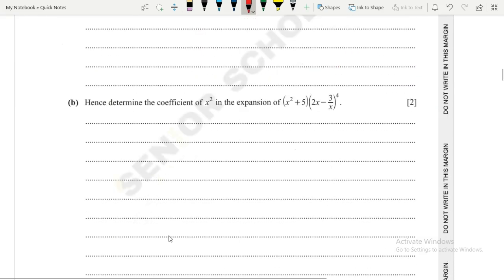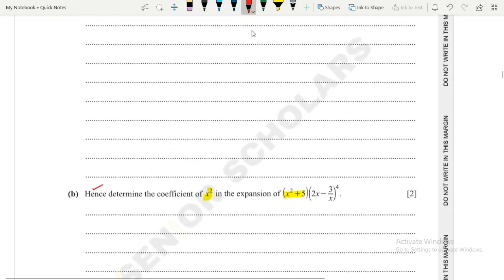So hence determine the coefficient of x squared in the expansion of the new expression. Now they have added this new term. Okay, now this is the type of question that usually comes in, and it is a very basic type of question once you get the hang of it. So in this type of question we have to use the previous part because it states hence. So hence means use the previous part.